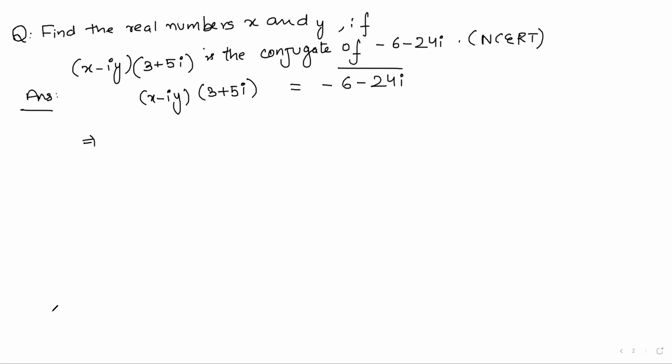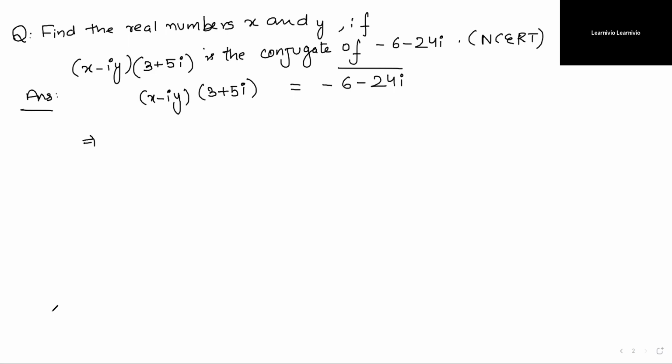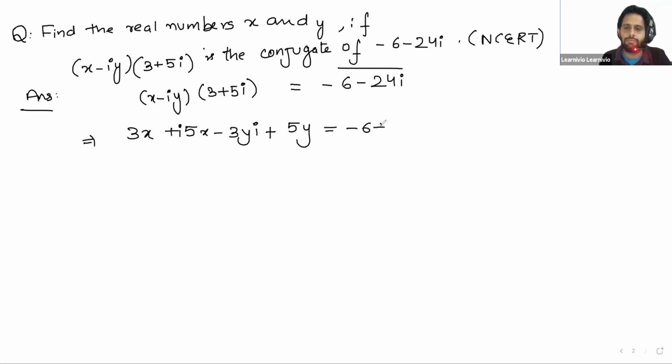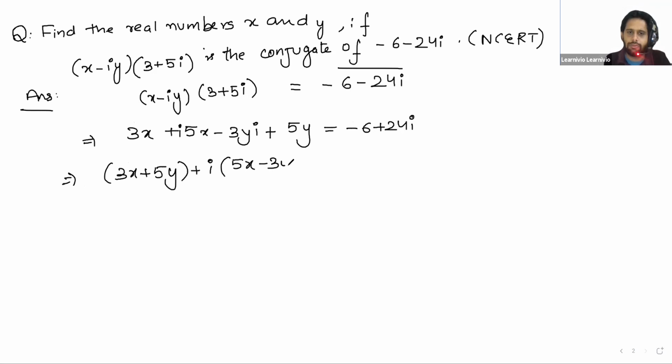Okay, Safan, I will help. So you can separate the real and imaginary part. We will open this bracket: 3x plus 5x iota minus 3y iota, and this is 5y and negative. Iota square will give you a negative, so this becomes positive. This is equal to minus 6 plus 24 iota. So this is the real part, 3x plus 5y, and this is the imaginary part, 5x minus 3y.